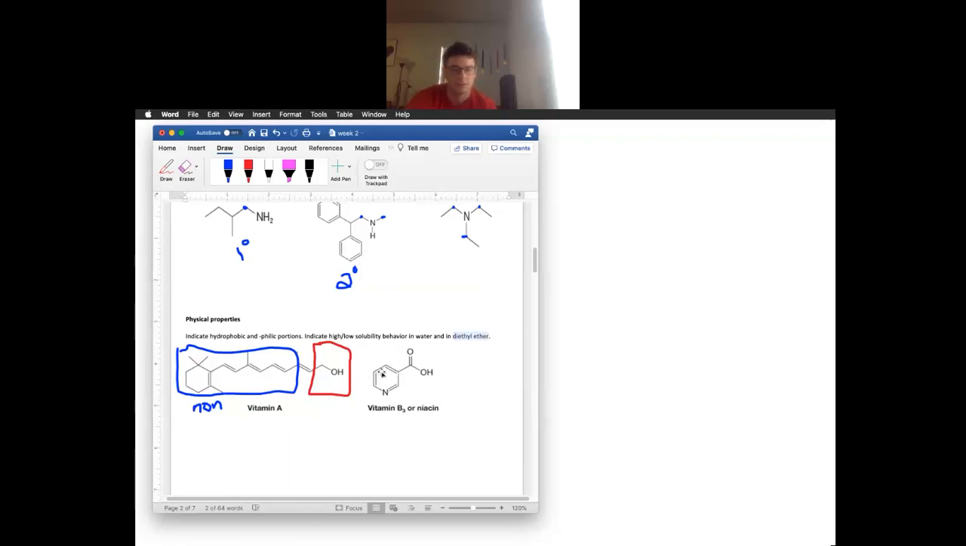Anyways, vitamin B, can somebody tell me which portion of the molecule has a higher solubility in water? Would it still be the right side? Yeah, why? Again, the alcohol makes it very easy to be soluble, compared to the ring.